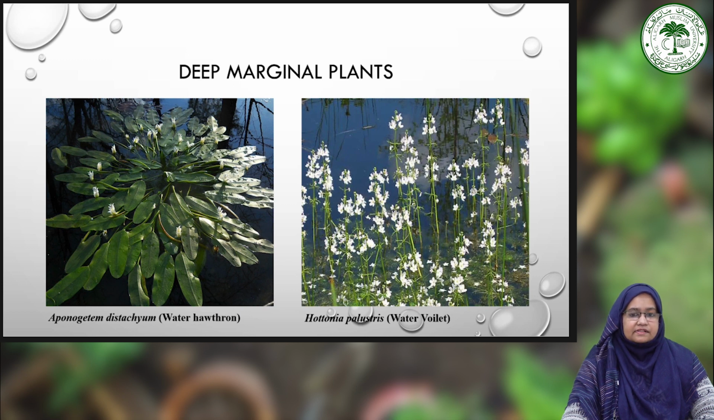Examples are Aponogeton distachyos, also known as water hawthorn, as shown in this image, and the next is Hottonia palustris, which is also known as the water violet. They provide beautiful flowers as well as floating leaves at the marginal sides of the water bodies.